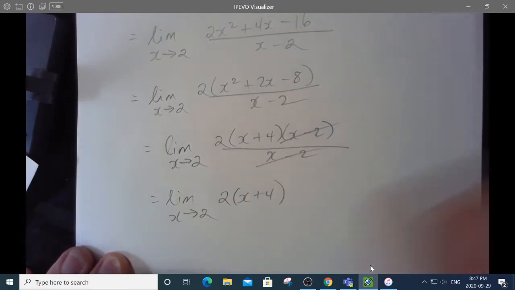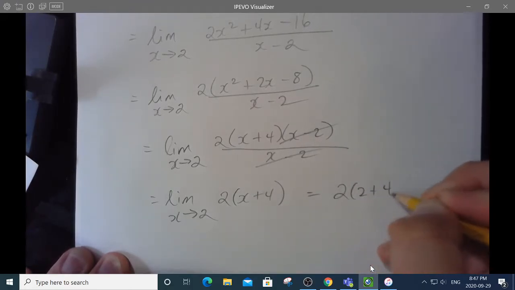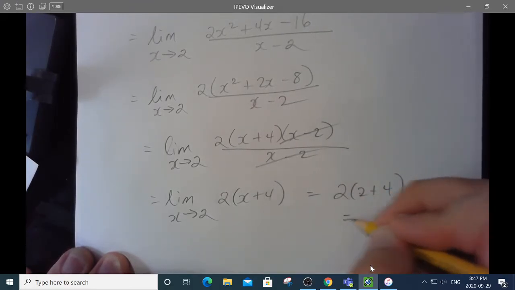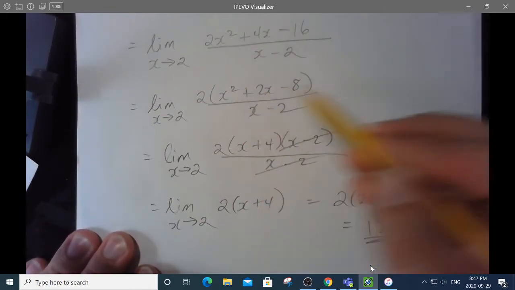This is now the limit as x approaches 2 of 2 times x plus 4. No more denominator. I can just plug in my 2 now. So that's 2 times 2 plus 4. 2 plus 4 is 6. 6 times 2 is 12. The limit is 12.